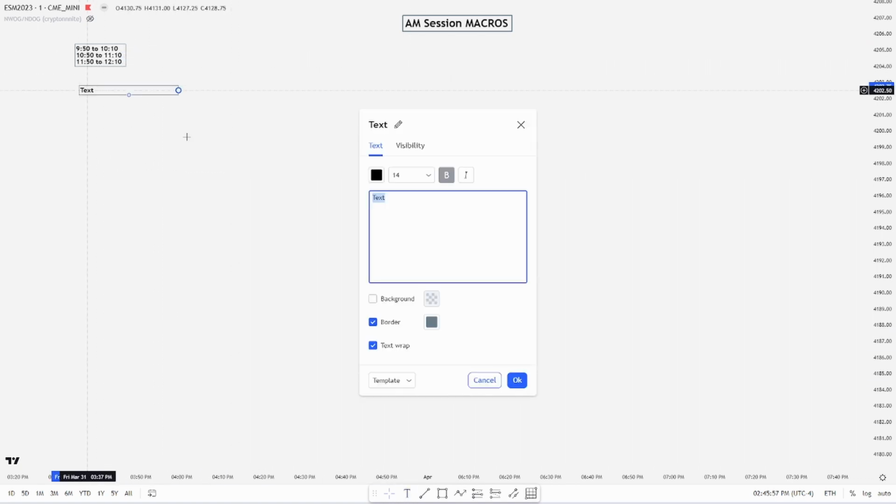The first rule is there needs to be untapped liquidity that price needs to be drawing to, so the draw on liquidity. The second one is a fair value gap, preferably untapped, that we're going to use as an entry point.